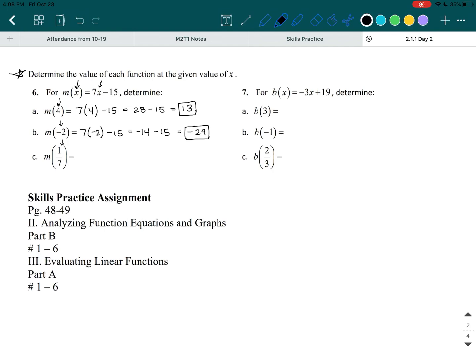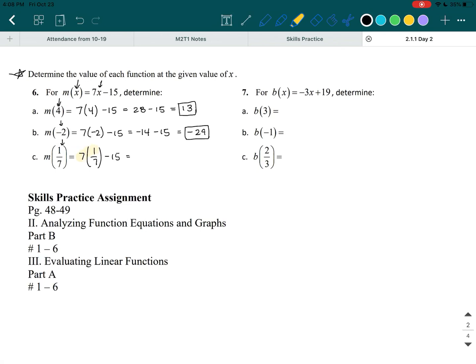Last but not least, we are plugging in a fraction, which I know scares people, but don't worry, a fraction is a number just like any other. So we're going to plug in the fraction into our equation. So 7 times x minus 15. So we're going to multiply 7 times 1 over 7.